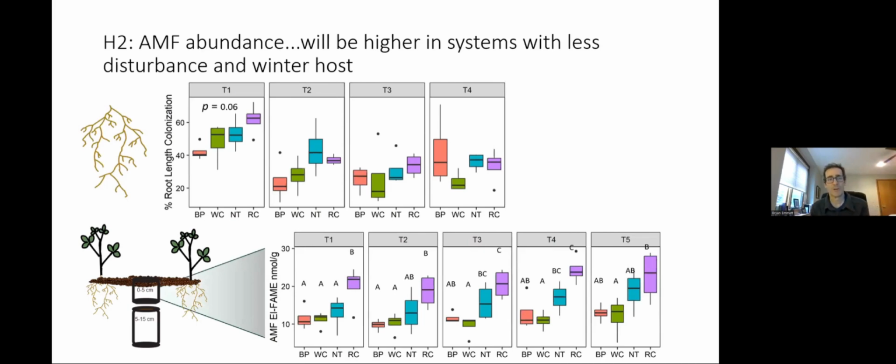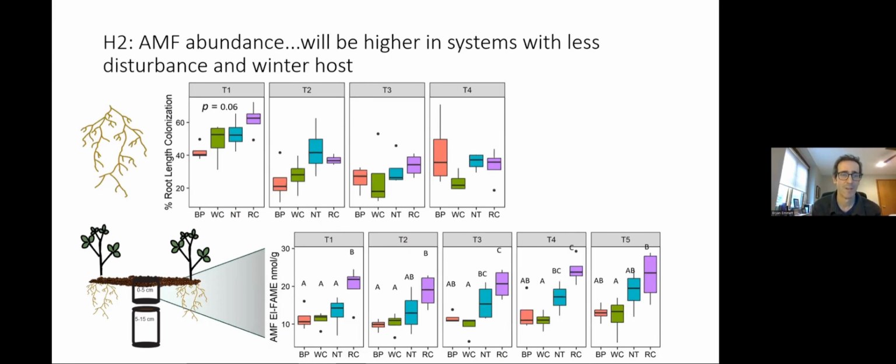When we move to soil, though, and now we're measuring a lipid biomarker of AMF, we see a kind of dramatic difference. And here, that rye cover crop, the system that has the least disturbance and the winter host, starts off with a high proportion of AMF biomass at the beginning of the season, and that difference is sort of maintained throughout the entire growing season.